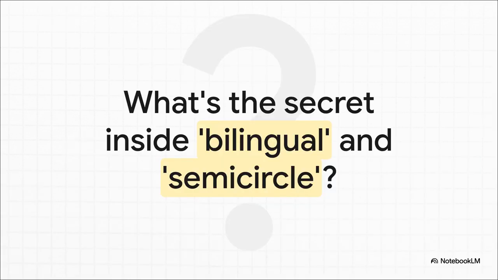Okay, so let's jump right in with a little puzzle. Take a look at these two words, bilingual and semicircle. One's about talking, the other's a shape. They feel totally different, right? But they actually share a secret. Any idea what it is?